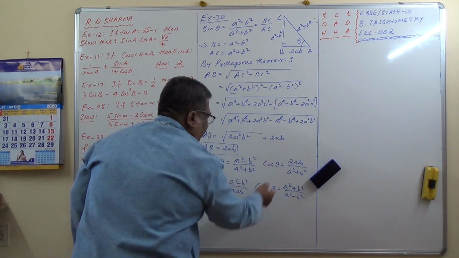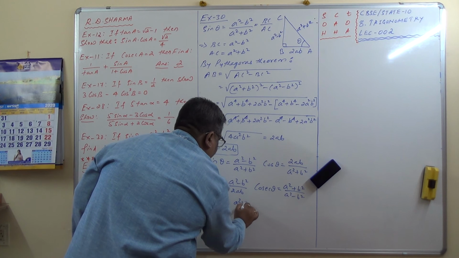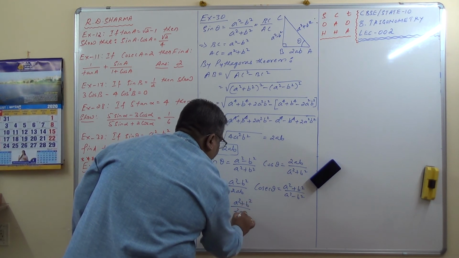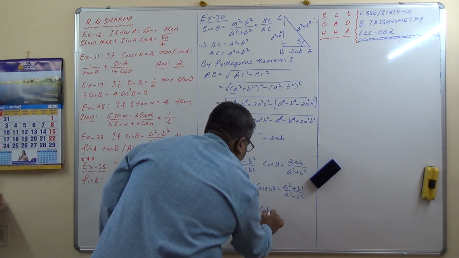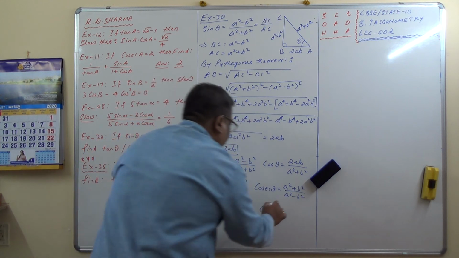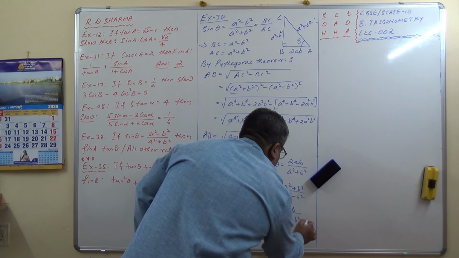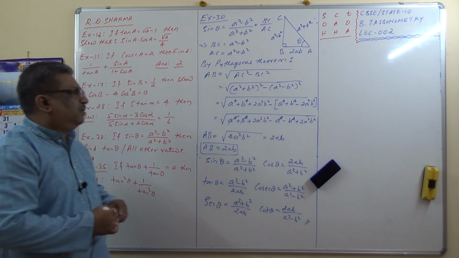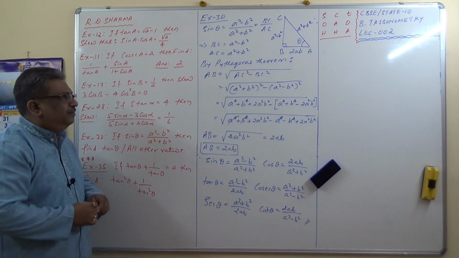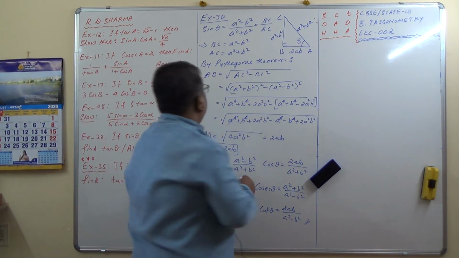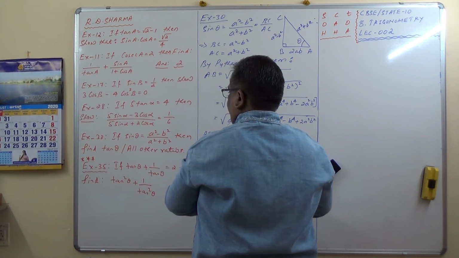Secant theta is the reciprocal of cos, which is (a square plus b square) divided by 2ab, and cot theta is the reciprocal of tan, which is 2ab divided by (a square minus b square). So I have found out all the t ratios. Next question, last one here, 35.